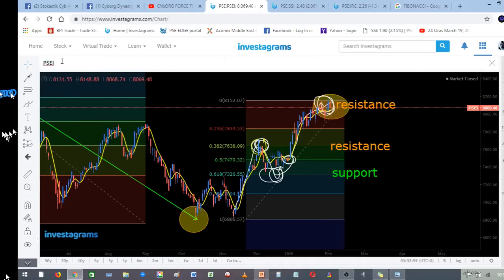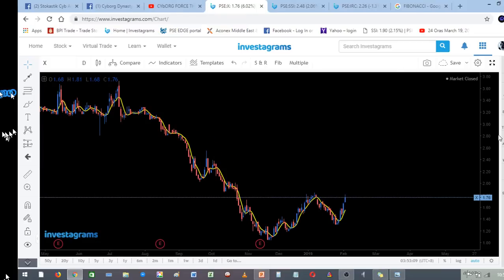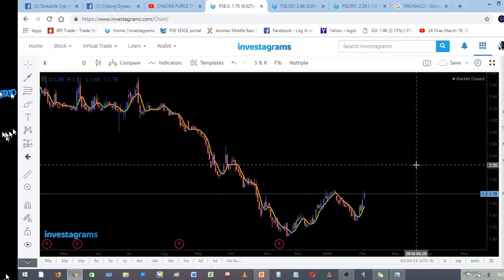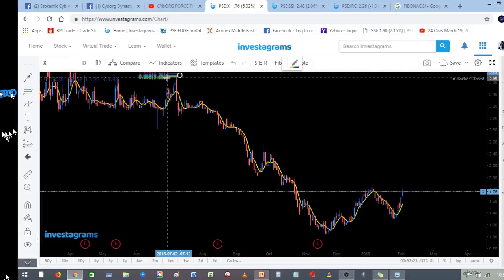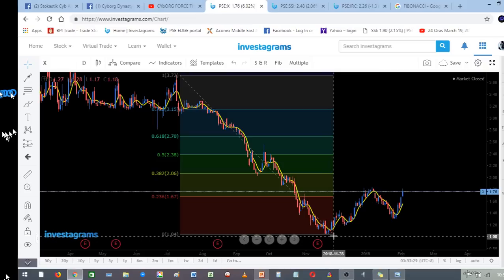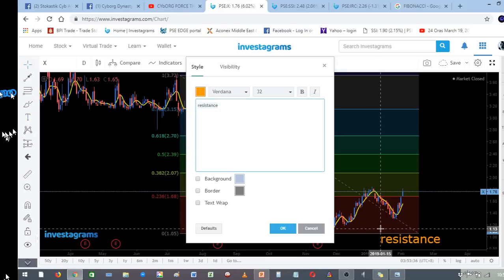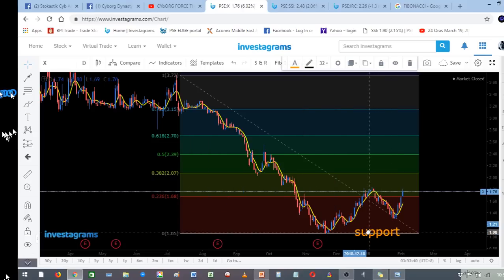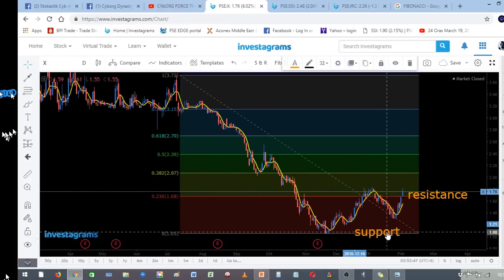Let's check another stock, guys. So X. If we are going to plot a Fibonacci retracement here from this one to this one, from swing high to swing low, just drag it to the right and this now becomes your support and this now becomes your resistance.